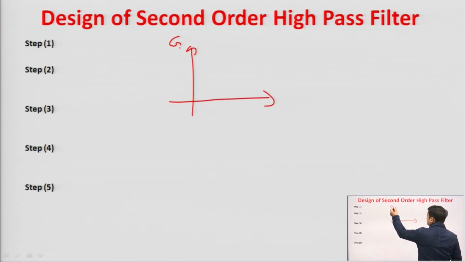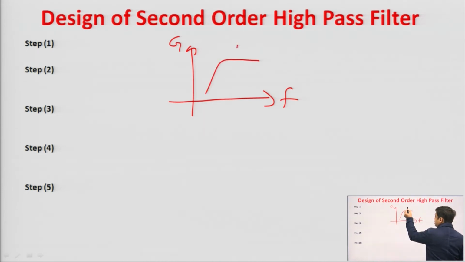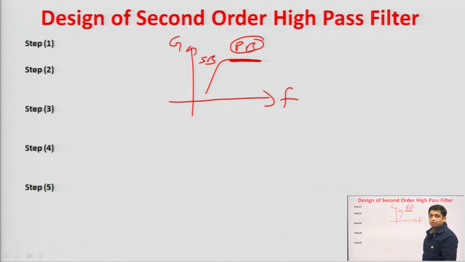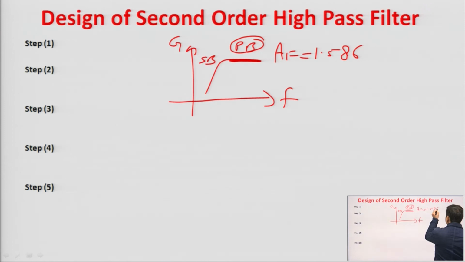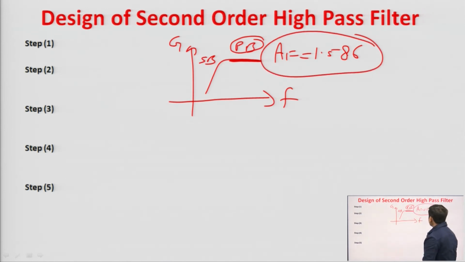when we draw the graph between gain versus frequency, then the graph is like this. This is your pass band, this is stop band. In the pass band, the gain should be constant, it should be flat, and we get this flat pass band when AF is equal to 1.586. When we take AF equal to 1.586, then it gives Butterworth response.